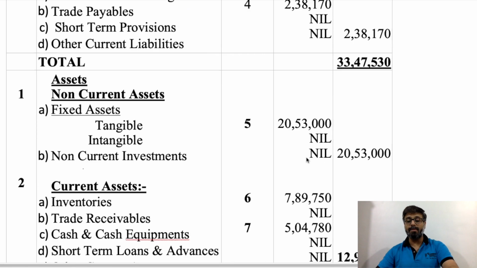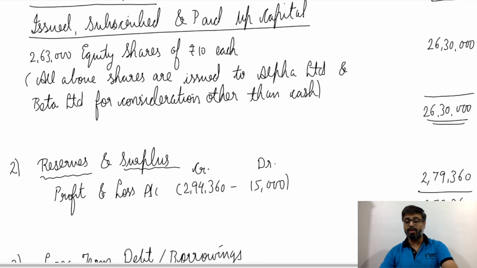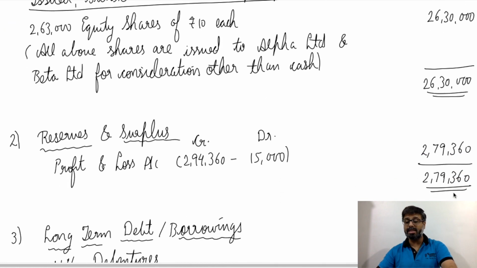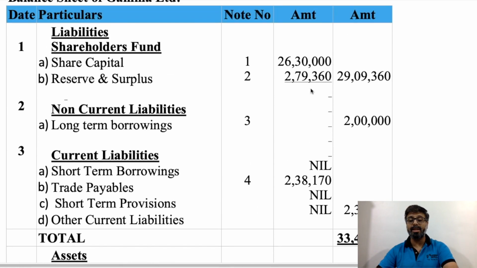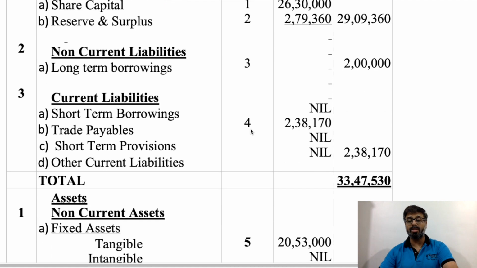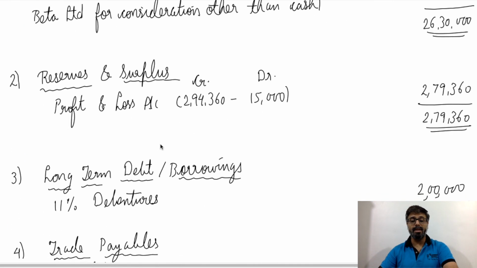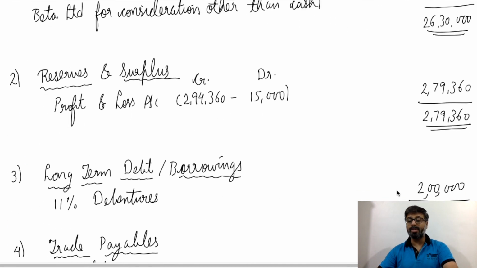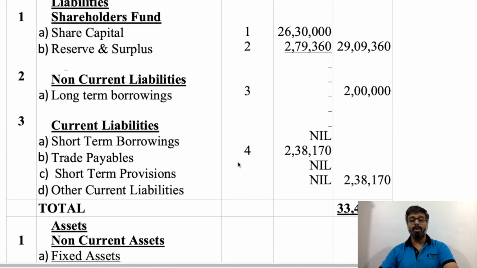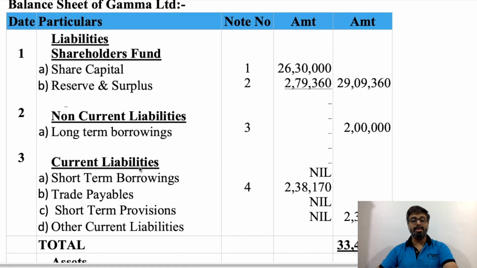B, reserves and surplus 279360, we got it in note 2. Reserves and surplus 279360 over here. Total 26,30,000 plus 279360, 29,09,360. Second heading on the liabilities side, non-current liabilities. In that we have only one thing, long-term borrowings as per note 3, 2 lakhs. I repeat, all of you can pause the video and note down this.